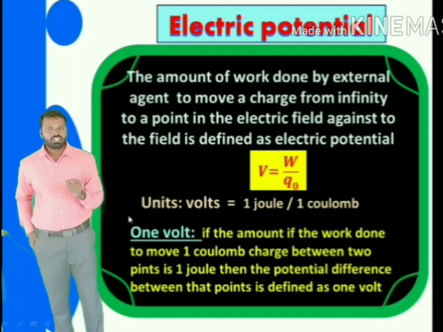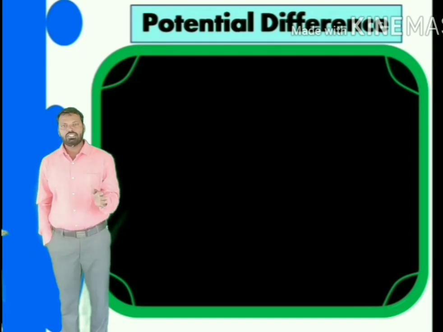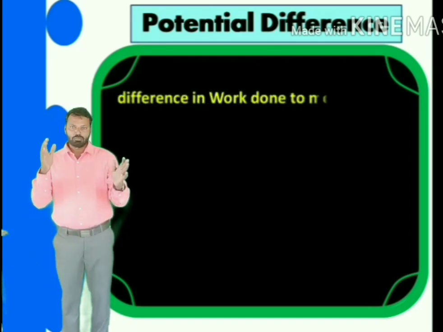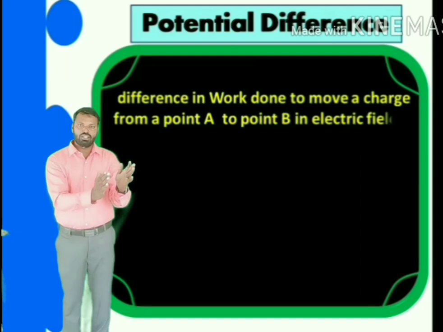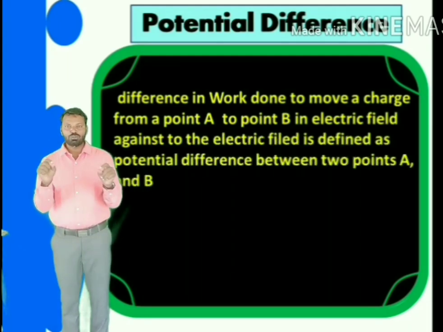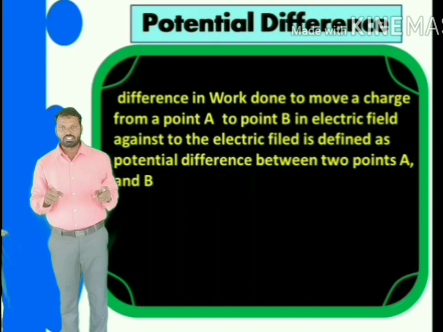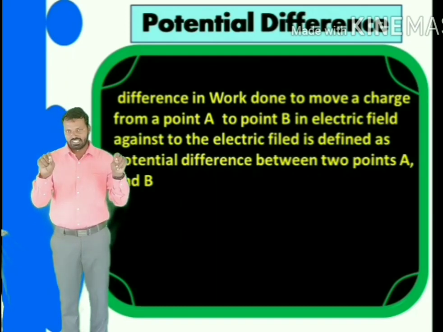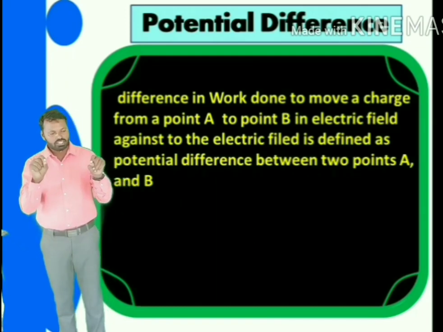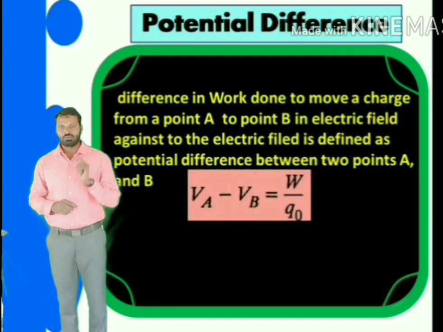Next, potential difference. Actually, what is potential? Potential is the work done to move a point from infinity to a point. Potential difference means it is the work done to move a charge between 2 points A and B. The potential difference between A and B is denoted with VA minus VB, that is equal to W by Q0.